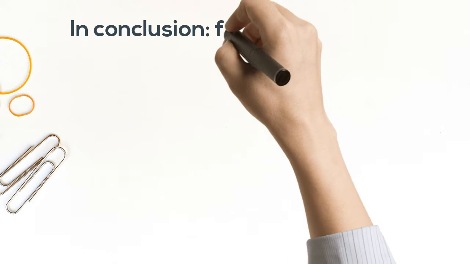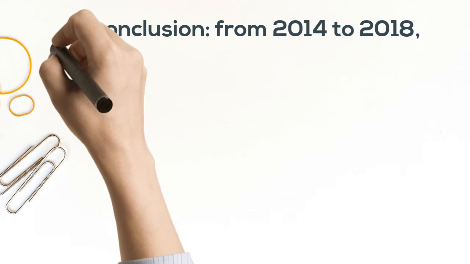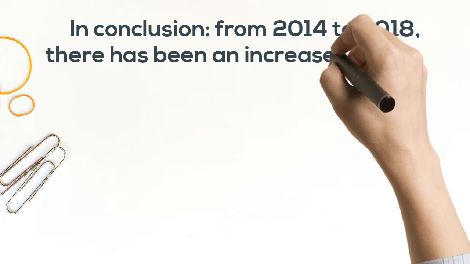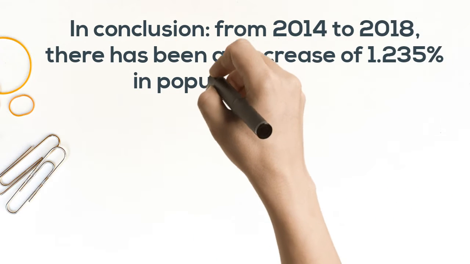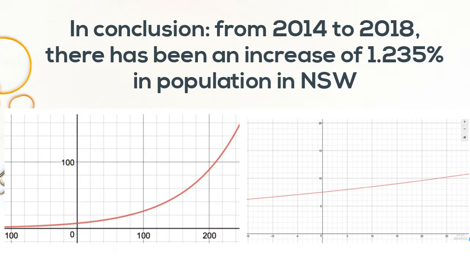In conclusion, from 2014 to 2018, there has been an increase of 1.235% in the population of New South Wales. And as we can see in the graph below, there will be a strong increase in the population of New South Wales after about 250 years from now.